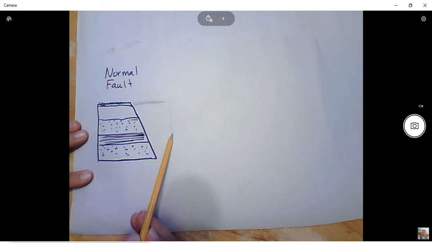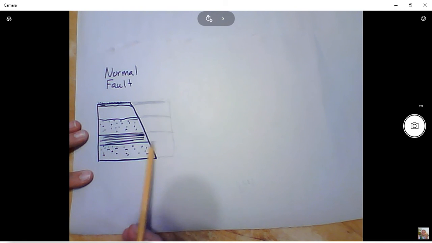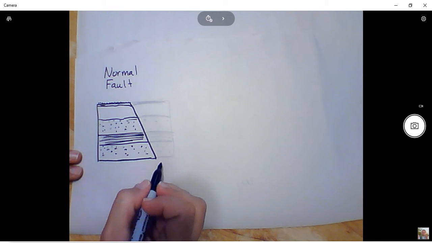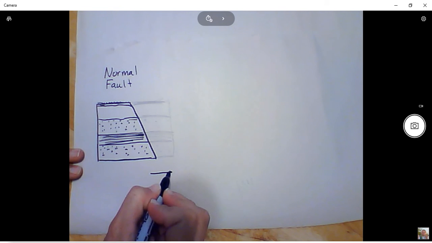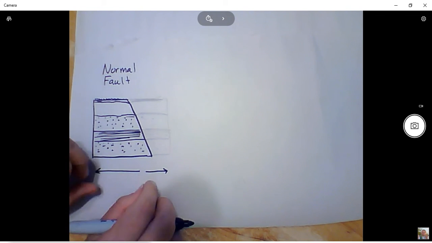And so as it does that, we can see something that might look like this. This is what you should draw in. So this whole block gets moved downward. And so we end up having, this is our topsoil, you got our plants up here. And then we have this layer and this layer. Now, whatever you're drawing for this layer, it should be the layer that was up here.